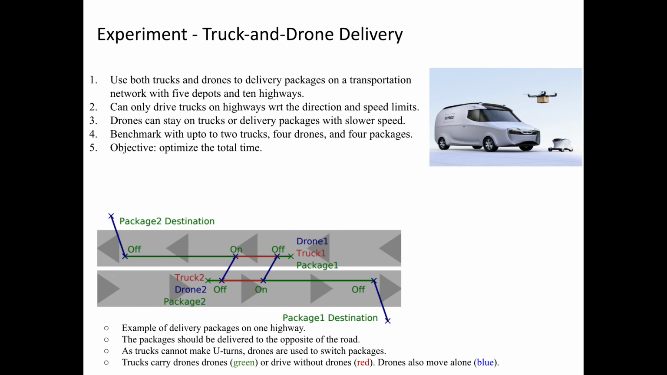Here is an example of the expected good plan. Here, we need to deliver packages on a highway. There are 2 trucks, and each truck has 1 drone and 1 package. The packages should be delivered to the opposite side of the road. As trucks cannot make U-turns on highways, drones are used to switch packages by crossing the road, which saves a lot of time compared to switching the packages at the next depot.